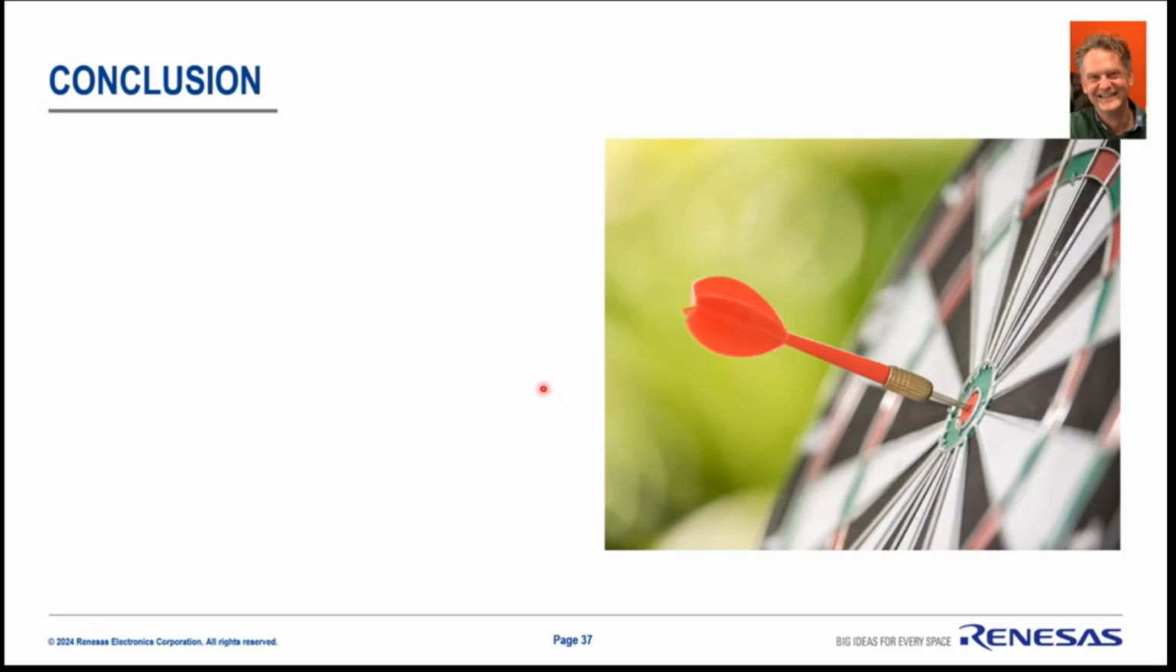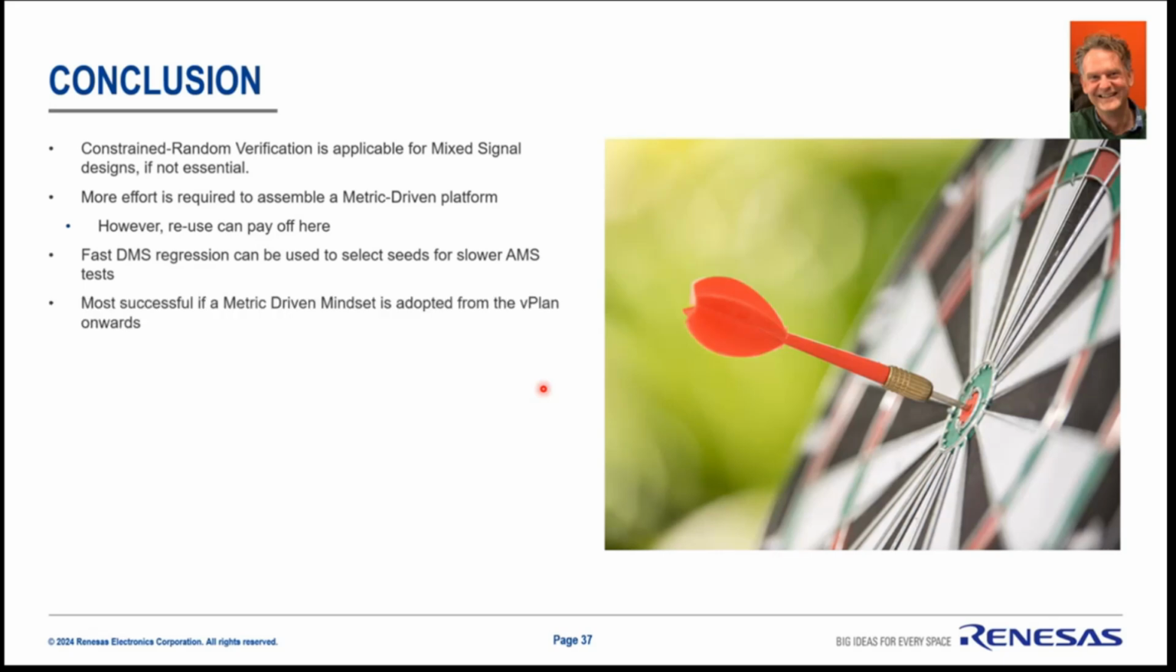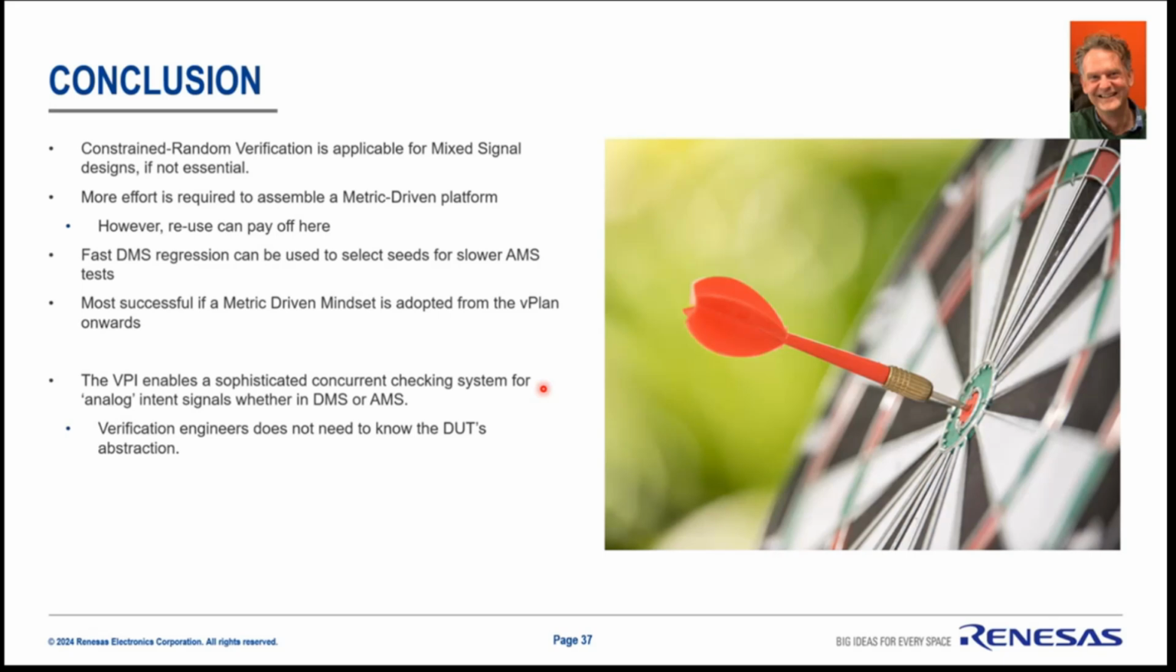Moving swiftly on to the conclusion. Constrained random verification is definitely applicable for mixed signal designs, if not essential, but you get the gain without the pain. You can reuse what you've spent time developing because you've got a plug and play methodology with UVM. We can also leverage DMS to select the best seeds for slower AMS tests for best coverage. If you are using a metric-driven mindset from the V-plan onwards, that's when you get most success. If it goes wrong in the V-plan, you're pretty much guaranteed to fail in your execution.